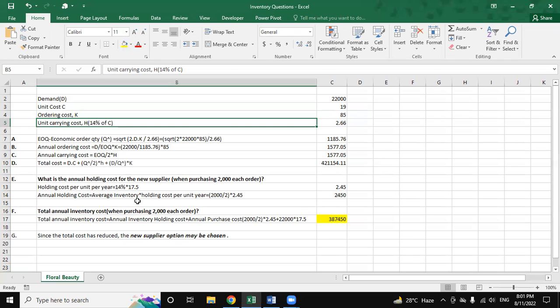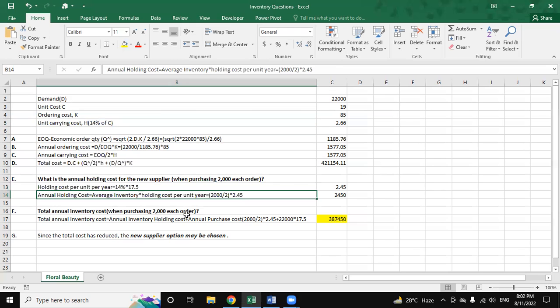Then they are asking what is the annual holding cost for the new supplier when purchasing 2,000 each order. This can be calculated as 14% of 17.5. Then our value will appear as 2450. Again, we have used formulas here.